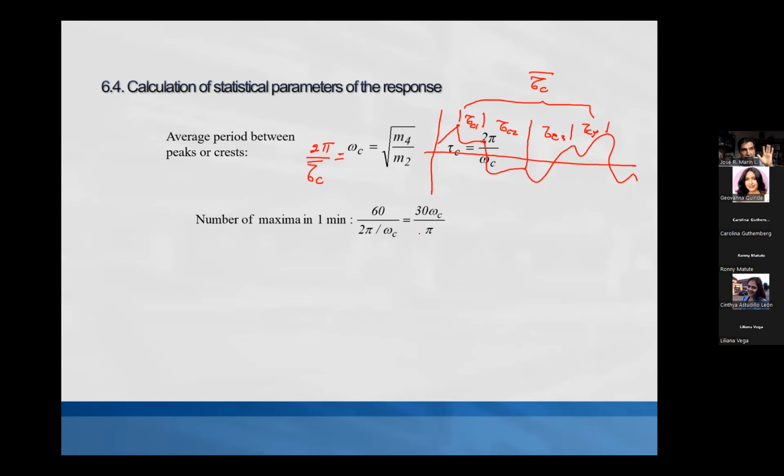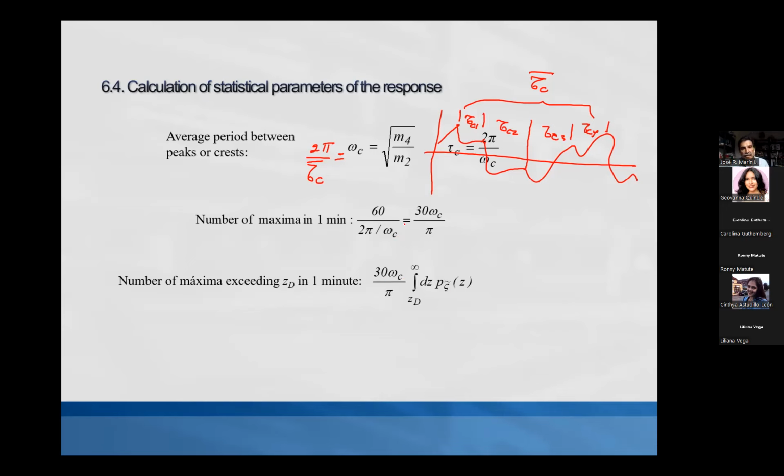Okay, so that's a good number. Now, we're interested in how many of those maxima make me have water on the deck. So what I'm going to do is evaluate the probability that this motion, which is a random motion, has a value higher than the freeboard. And I can evaluate that using the Rayleigh distribution.